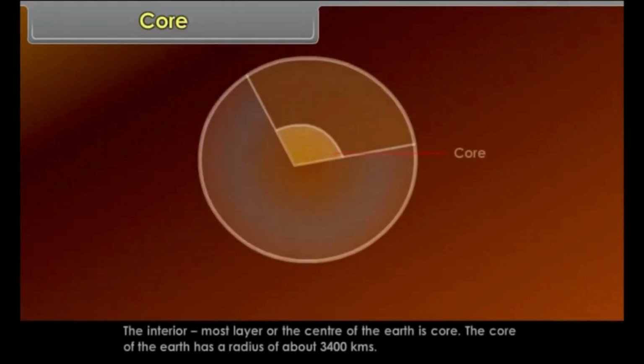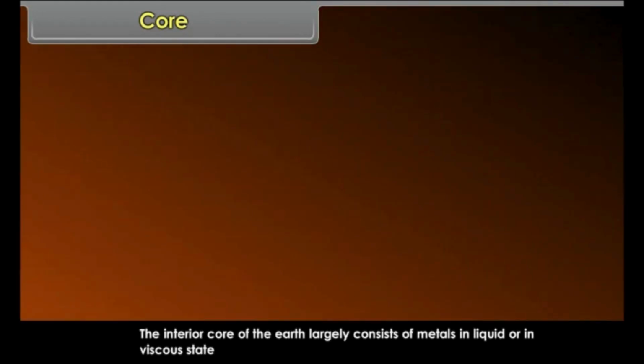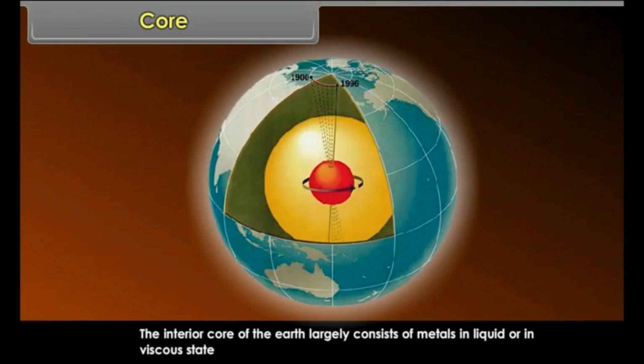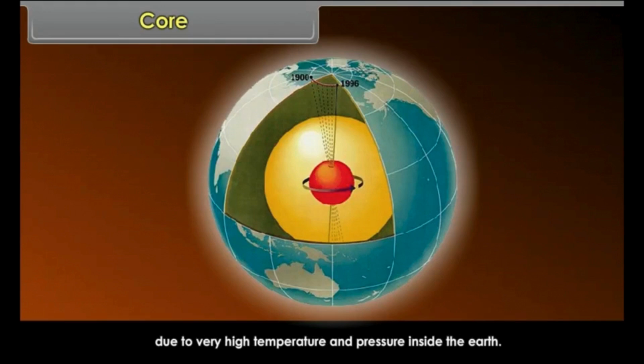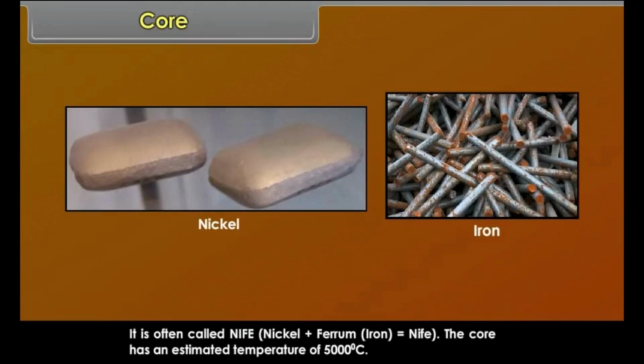Core. The interiormost layer or the center of the Earth is core. The core of the Earth has a radius of about 3,400 kilometers. The interior core of the Earth largely consists of metals in liquid or in viscous state due to very high temperature and pressure inside the Earth. Nickel and iron are dominant in the core. It is often called NIFE, N-I-F-E. Nickel plus ferrum, that is iron, equals NIFE. The core has an estimated temperature of 5,000 degrees Celsius.